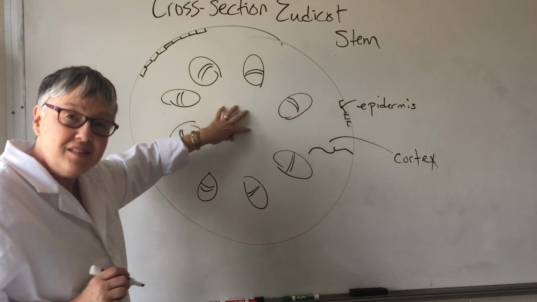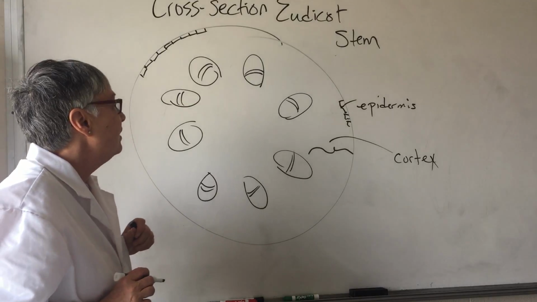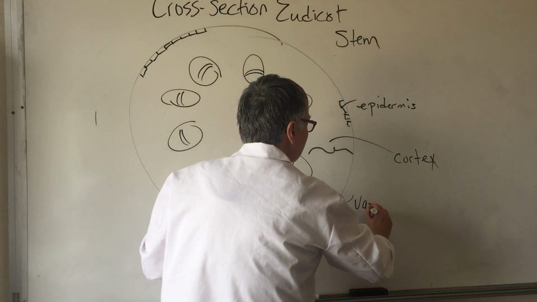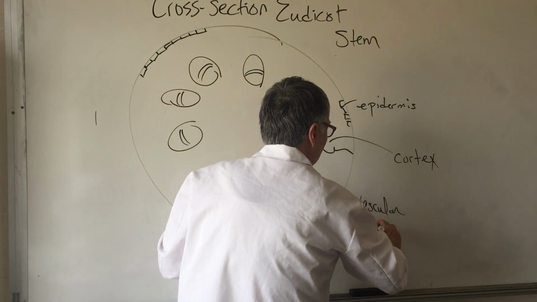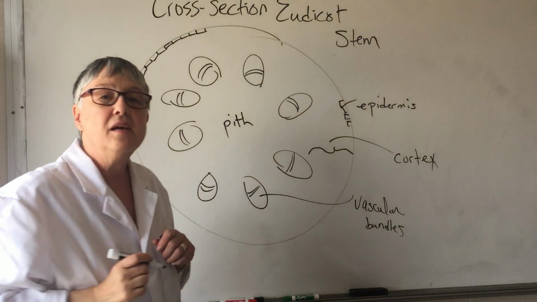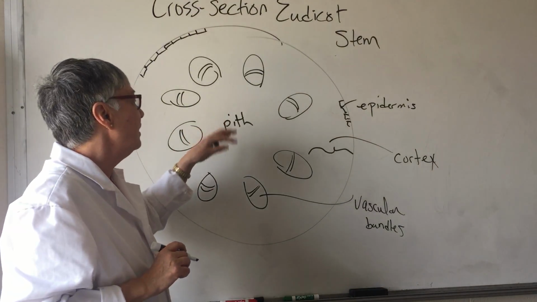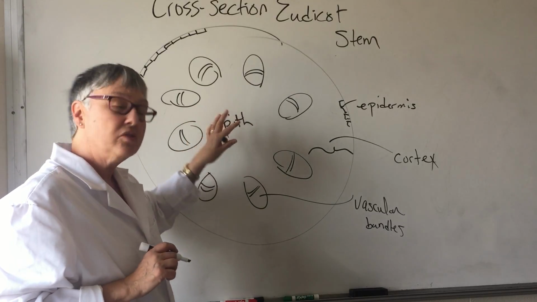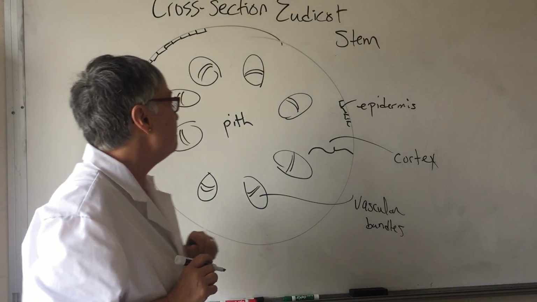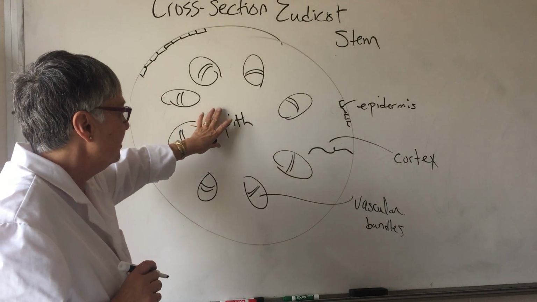Between the cortex and the center of the stem, there are bundles of vascular tissue, and these bundles are called vascular bundles. The very center of the stem is composed of tissue, an area that we call the pith. These are usually parenchyma cells, very flexible, thin-walled. All right, so we have the epidermis, the cortex, the vascular bundles, and the pith.